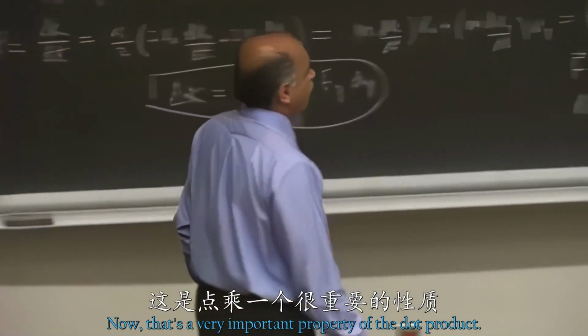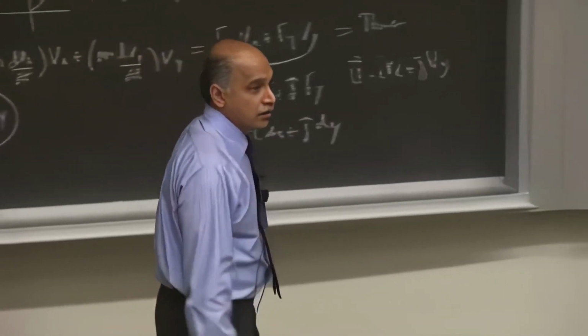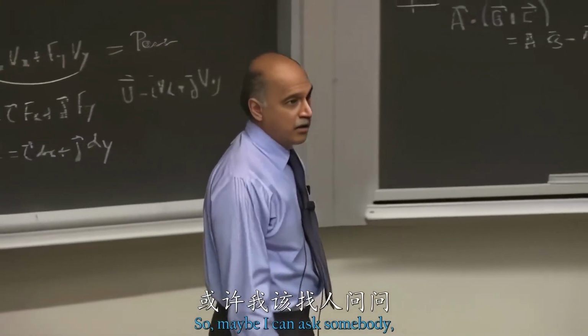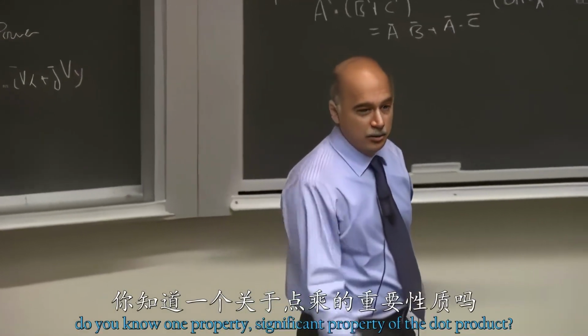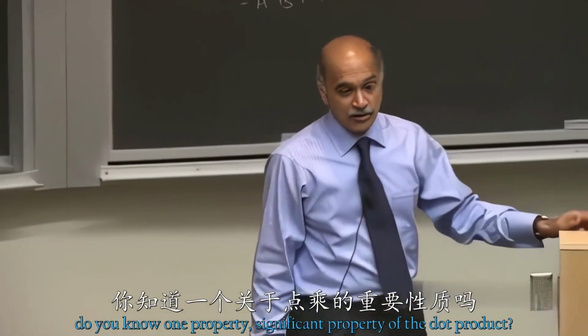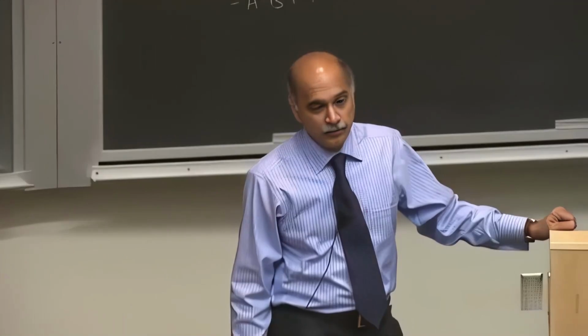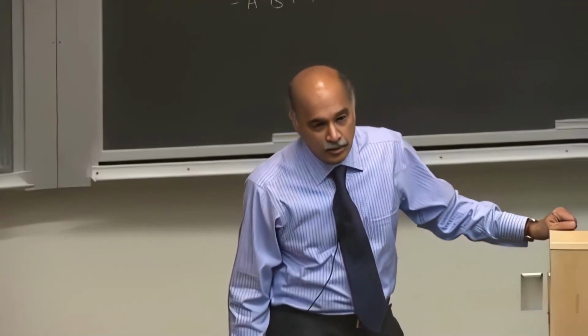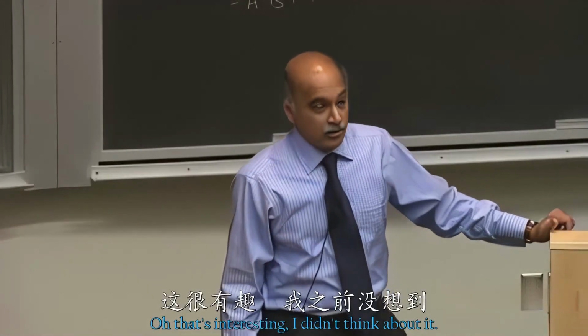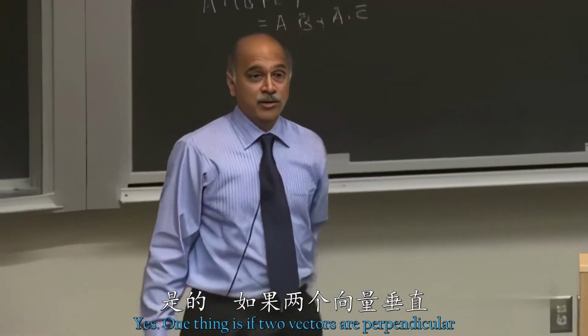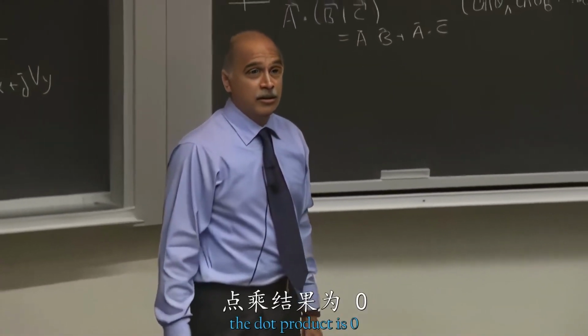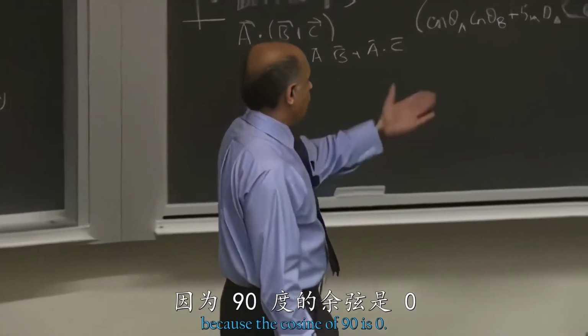Now that's a very important property of the dot product. So maybe I can ask somebody, do you know one significant property of the dot product? When two vectors are perpendicular, their dot product equals 0. Oh, okay, that's interesting, I didn't think about it. Yes, if two vectors are perpendicular, the dot product is 0 because cosine of 90 is 0.